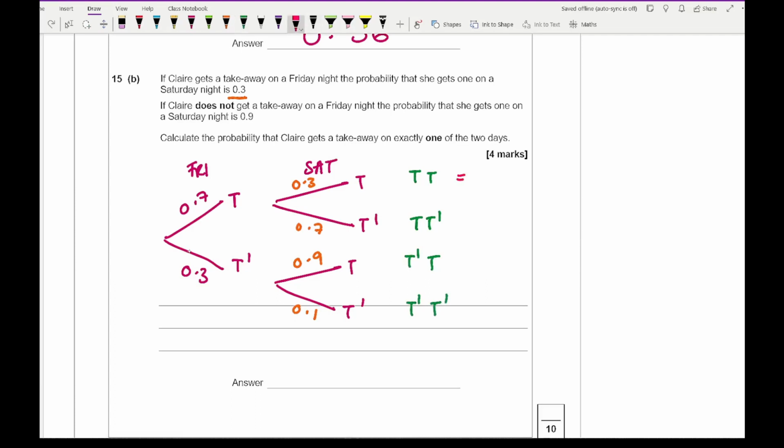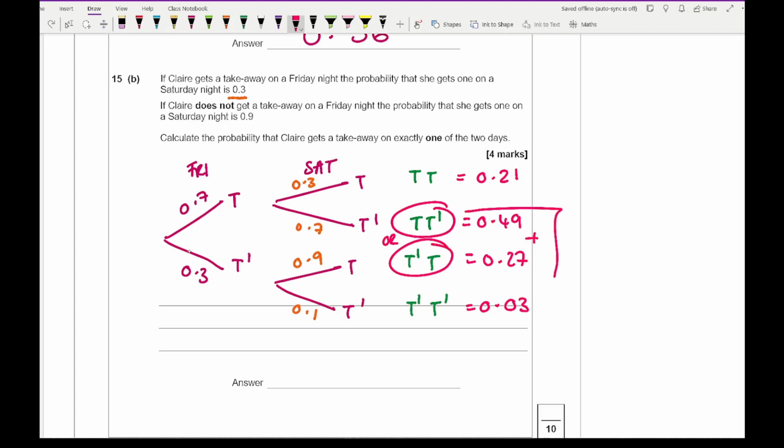So if I just multiply the probabilities up, I get 0.21, 0.49, 0.27 and 0.03. Now the probability that there's only one T is either this or this. Now because it's or, I add the two probabilities. So it's going to be 0.49 plus 0.27, which gives me a total of 0.76.